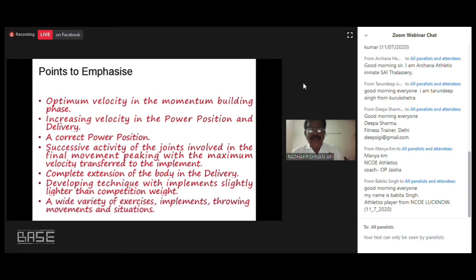And make sure there is variety, as in the principles of training, we are insisting on variety. So a wide variety of exercises with different implements and different throwing movements and from different situations. This will also help to develop the neuronal variability, and they will be mastering this skill as fast as possible.